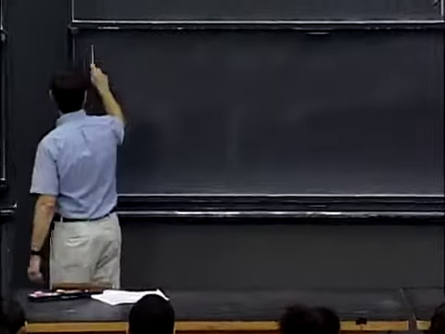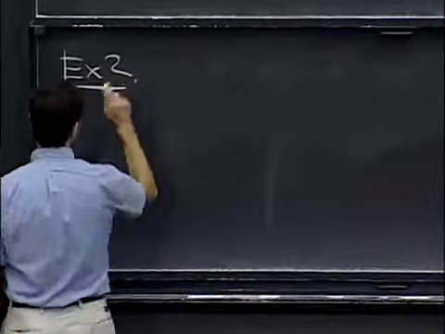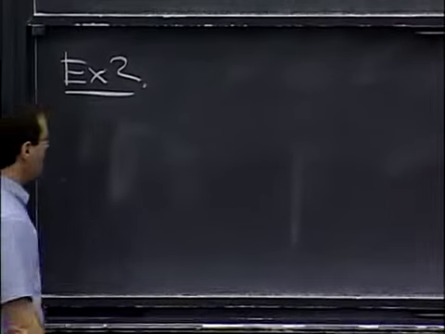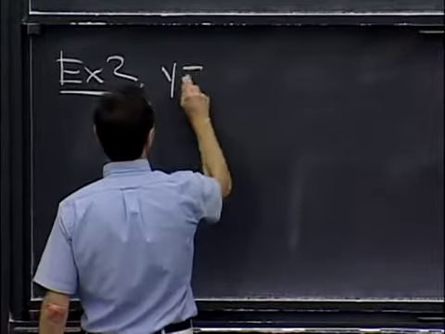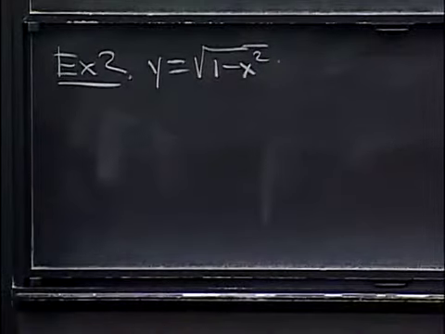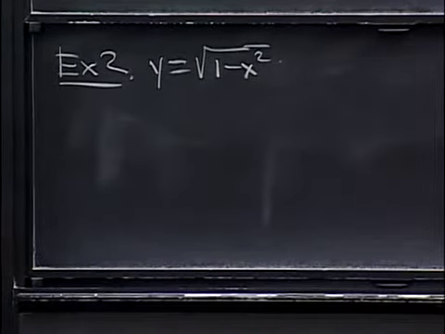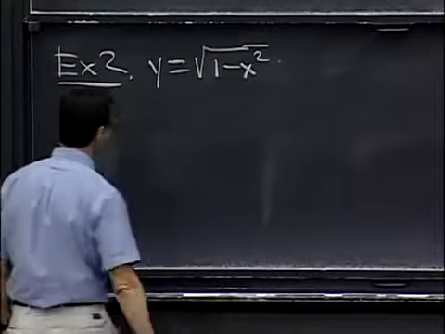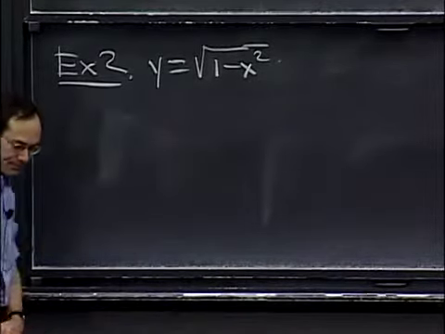So our next example is going to be the circle. So y equals square root of 1 minus x squared. All right, that's, if you like, the graph of a semicircle.